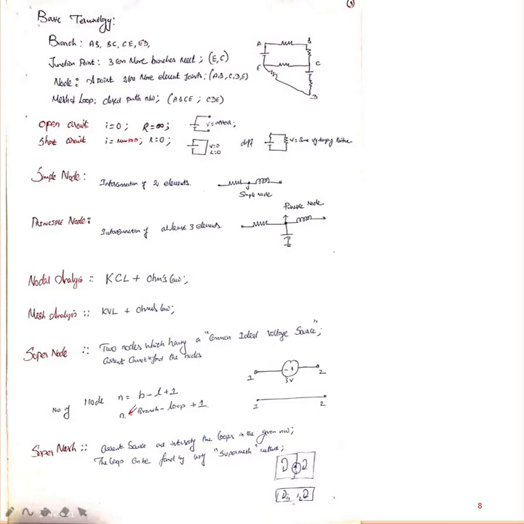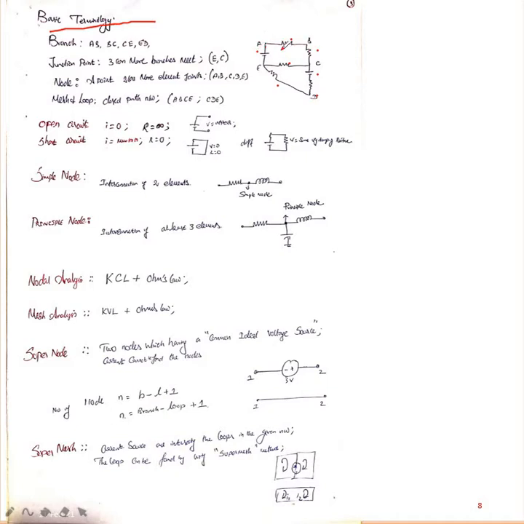Connected in parallel. Furthermore, about the basic terminology, let's see branch. What is a branch? The elements, these are the branches. How is a branch connected between A and B? So A and B, this is called a node.